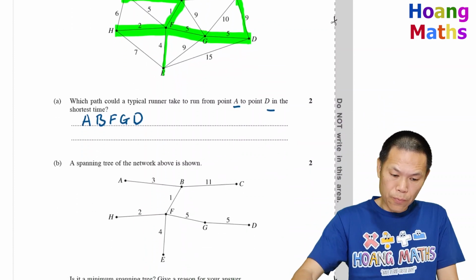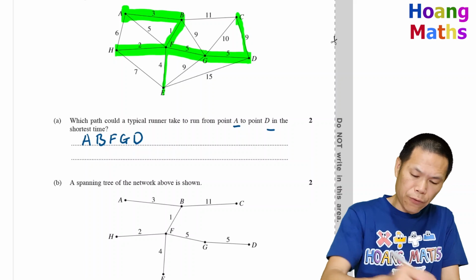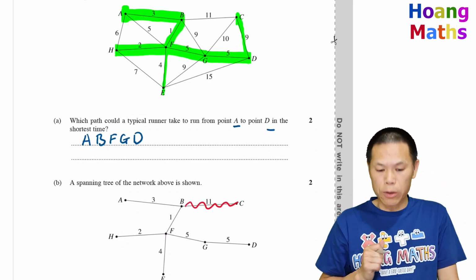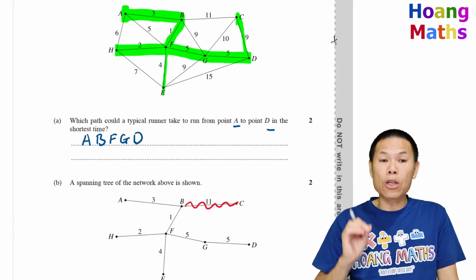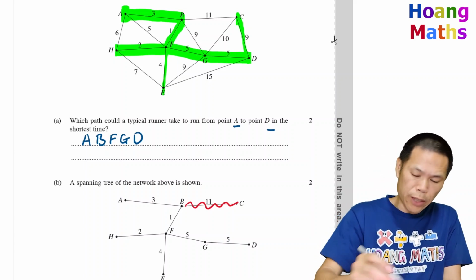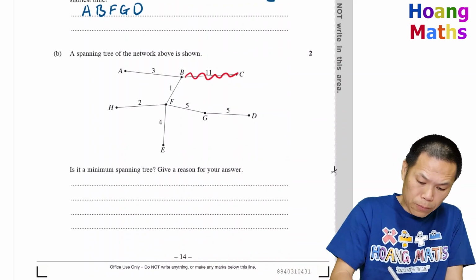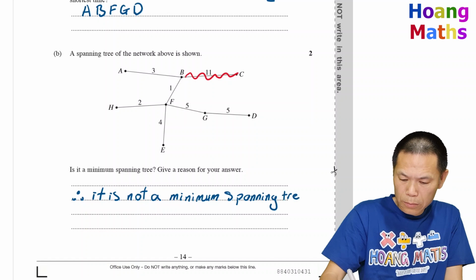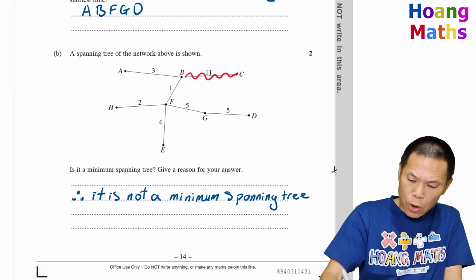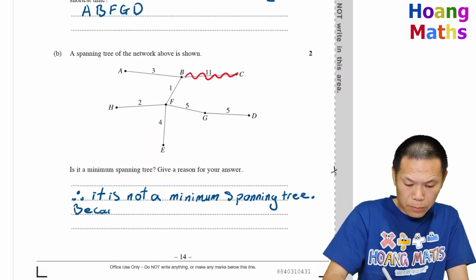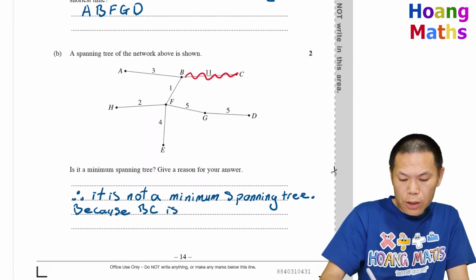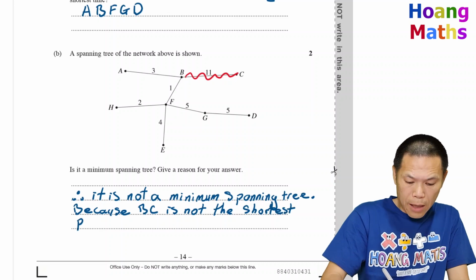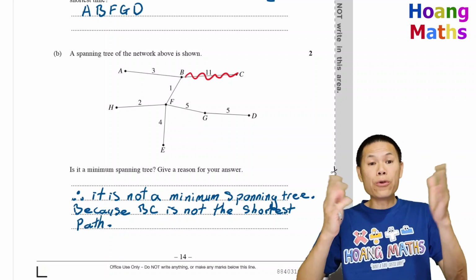Therefore, the difference is this path here. Obviously, it's not a minimum spanning tree because BC is not the smallest value, okay? So we can write it down. Therefore, it is not a minimum spanning tree, because BC is not the shortest path. So there you go.